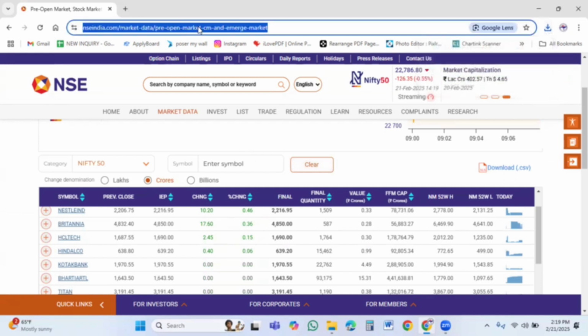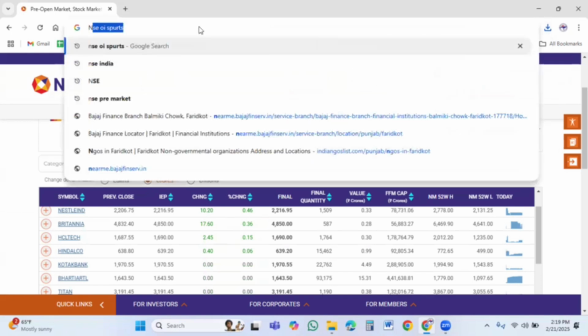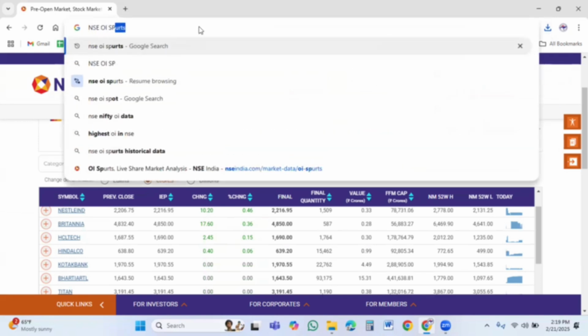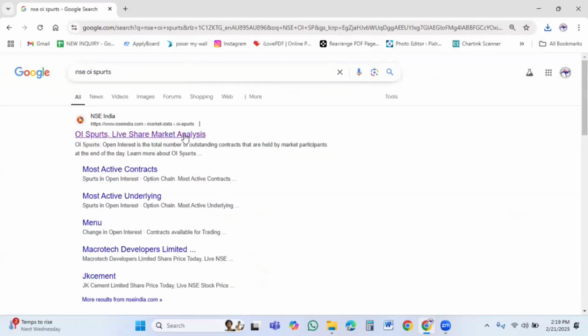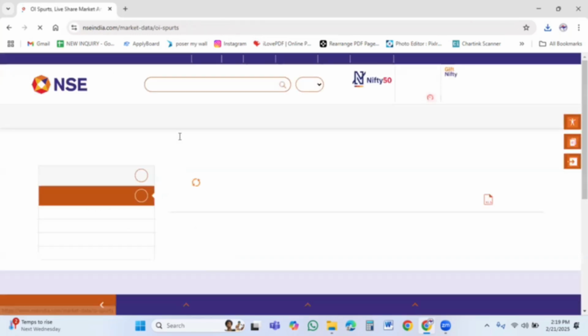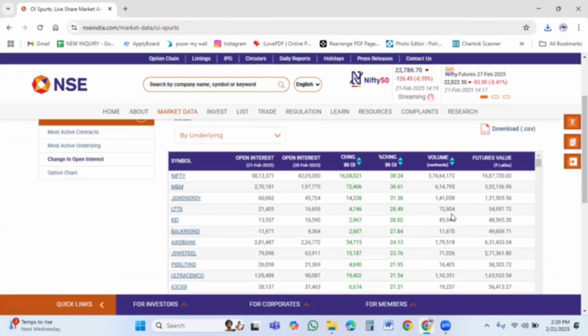And with the NSE OI spurts, we will be opening this around 9:18 a.m., because after the market opens, there is a gap of a few minutes, and the data starts showing around 9:18 a.m. So we go into this OI spurts page. Now comes the critical point. What is the critical point?